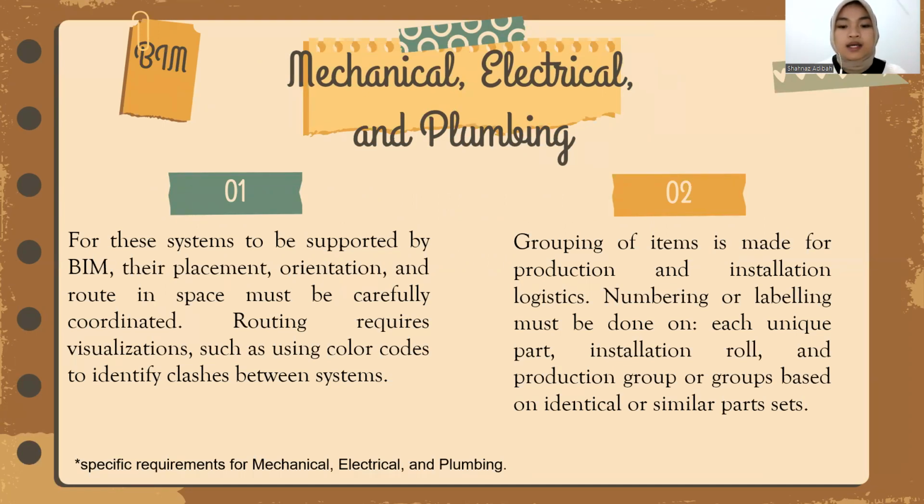And then, grouping of items is made for production and installation logistic. Numbering or labeling must be done on each unique part, installation role, and production group or groups based on identical or similar process.